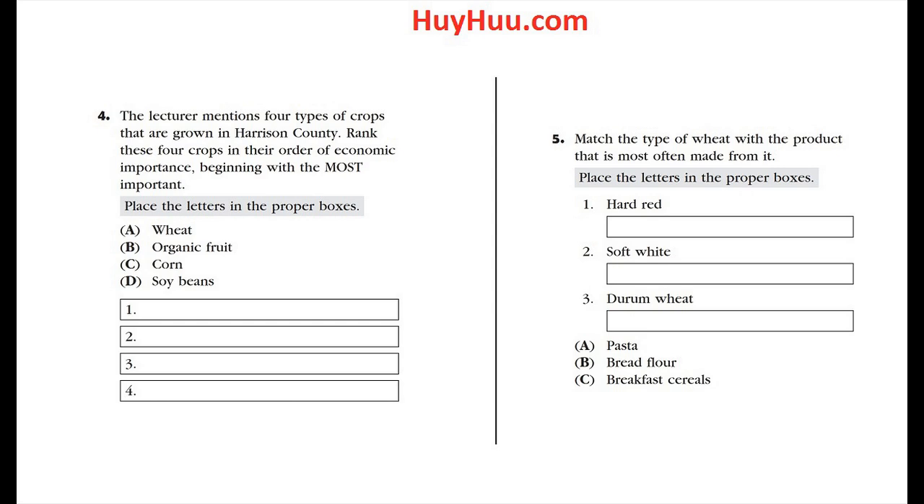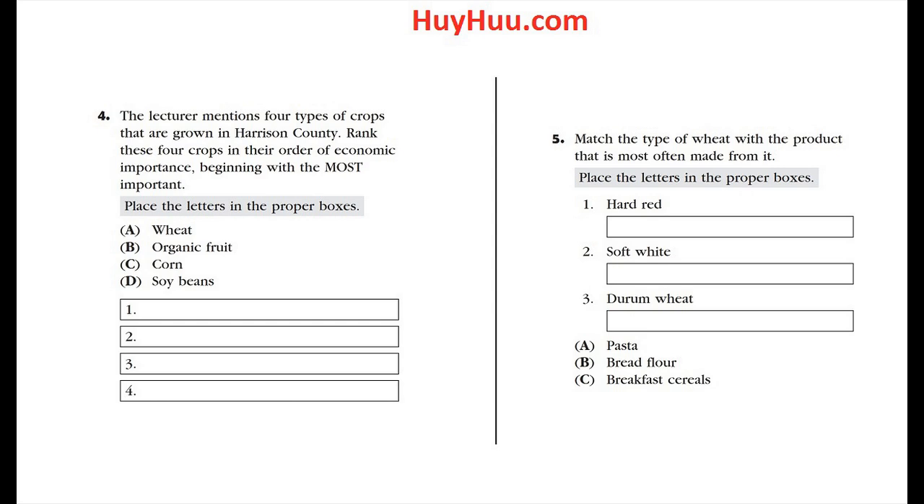So, let's talk about our top crop, which is wheat, as I said. According to the U.S. Department of Agriculture, there are 7 types of wheat, depending on their texture and color. You'll find 3 or 4 of those growing here in Harrison County.